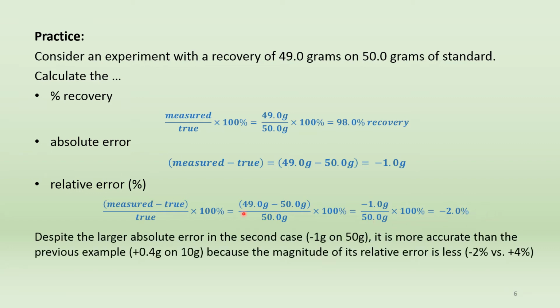So despite the larger absolute error in this second case, we're out negative 1 gram on 50 grams, we'd have to say it's more accurate than the previous example where the error was only plus 0.4 grams, but it was only on 10 grams. And that's because the magnitude of the relative error here, negative 2, is less than the error in the previous example where it was plus 4.